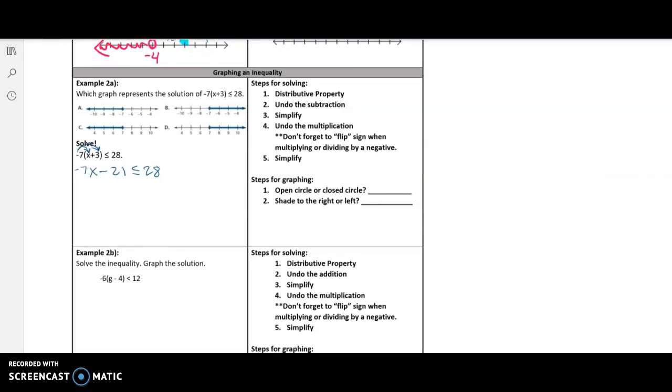So now I'm going to do what we just did above, and I'm going to add 21 to both sides because we're subtracting 21. We always start with addition or subtraction. So we're on step 2.